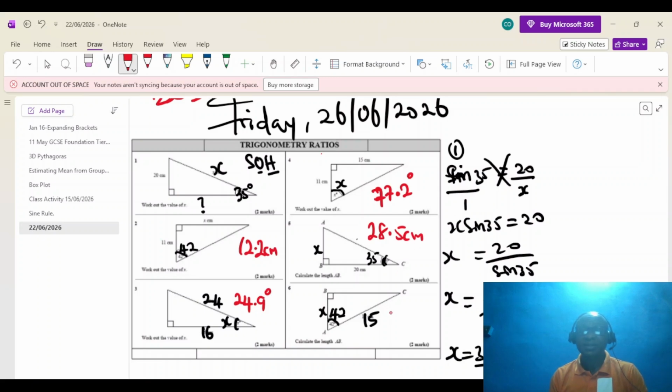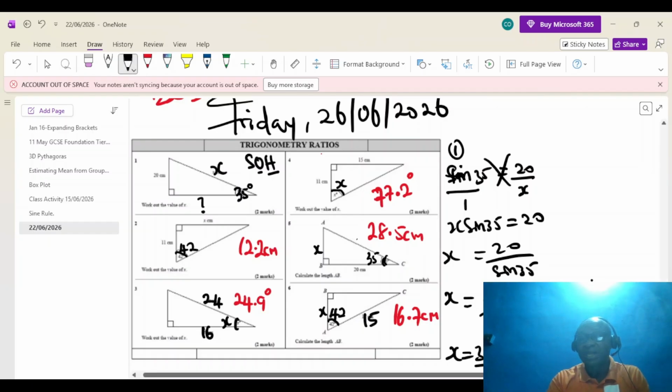Number 6. 16.7. 16.7 also centimeters. All right. Now, I will verify by solving them one after the other to authenticate your answers.